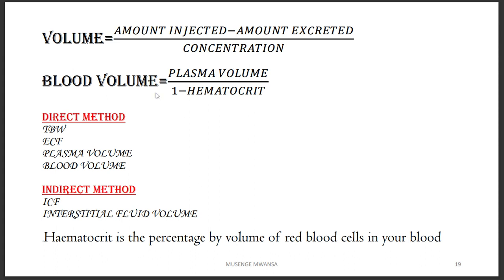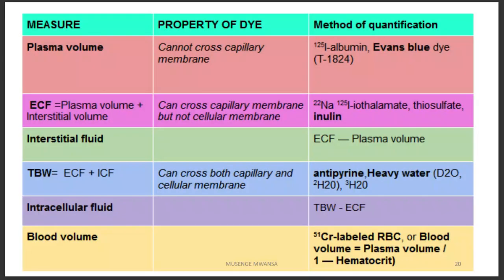We already said in the previous video that blood volume is given by plasma volume over 1 minus hematocrit. Hematocrit is just the fraction of red blood cells in the blood. We can have other dyes we are able to use.